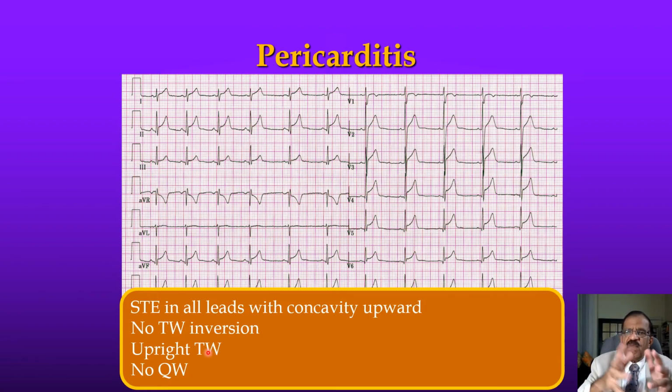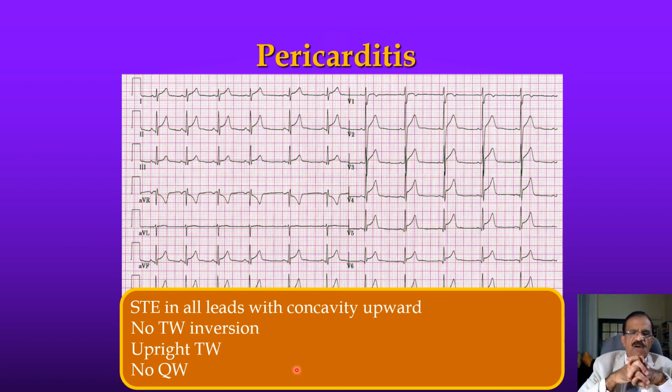T wave inversion will occur in pericarditis, but after the ST segment has normalized. In myocardial infarction, T wave inversion occurs while ST segment is still elevated. But in pericarditis, first ST segment normalizes and then T wave inversion starts. So in one ECG, you would see either ST segment elevation or T wave inversion depending upon when the ECG was done. And there are upright T waves, and you will never see Q waves in pericarditis.